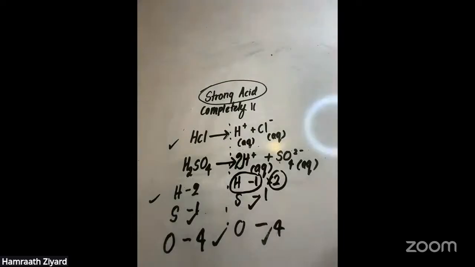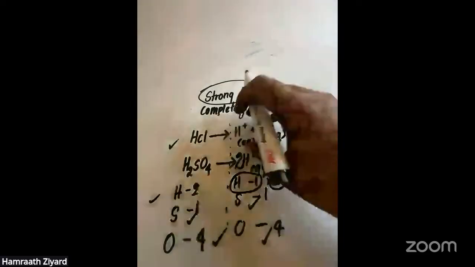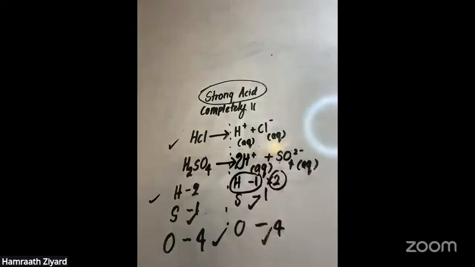So I hope you are clear with the strong acid and you know how to show them chemically. They are completely ionized. Now, shall we go to the weak acid? I will show you how you can indicate them. Look at the board.